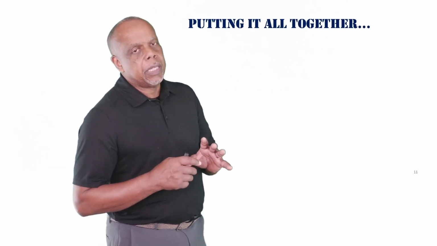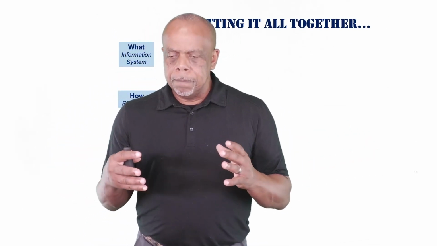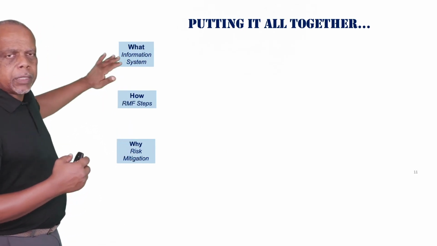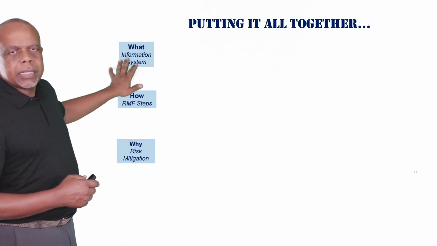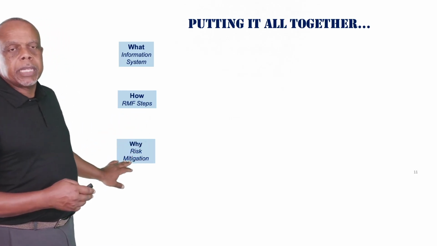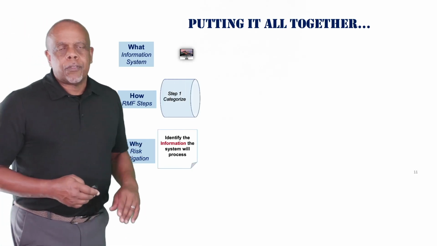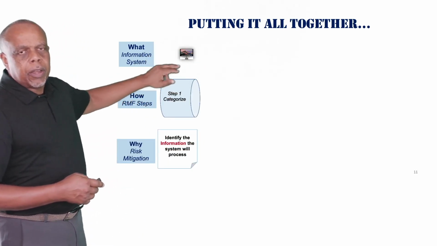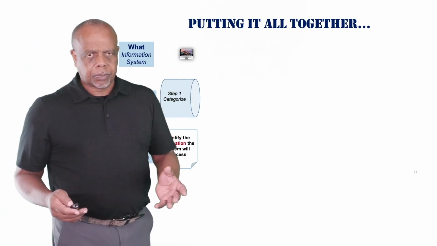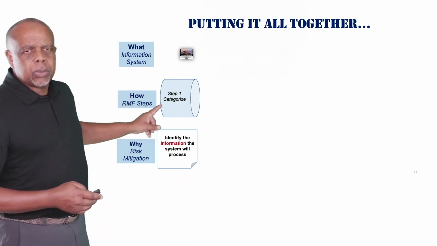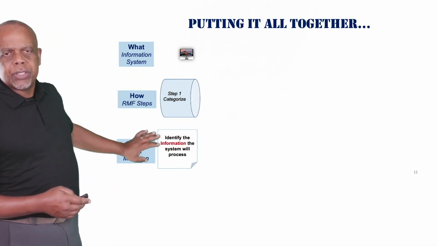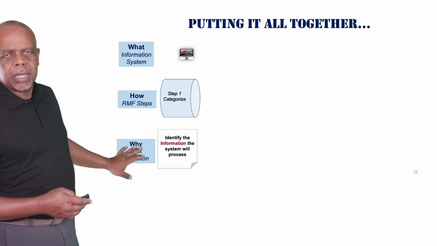So let's bring all these pieces together, okay? Let's put it all together. The way I look at this is really from three perspectives: the what, the how, and the why. The what is our information system. The how, that's the RMF steps that we've just gone through, and the why is to mitigate risk to our information. So when we first started looking at this, I wanted to buy my parents a computer. Didn't have it yet, but I'm just thinking about buying one. At that point, that's when I start the categorization. I want to identify the information that the information system is going to process.